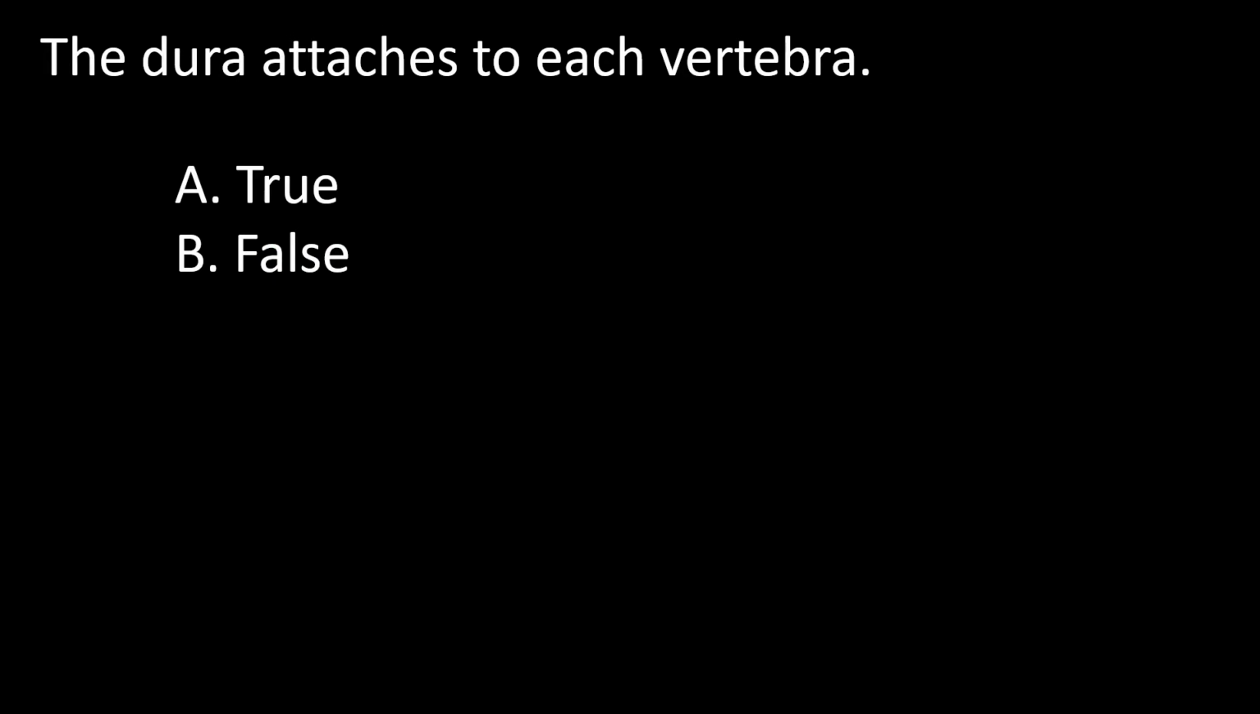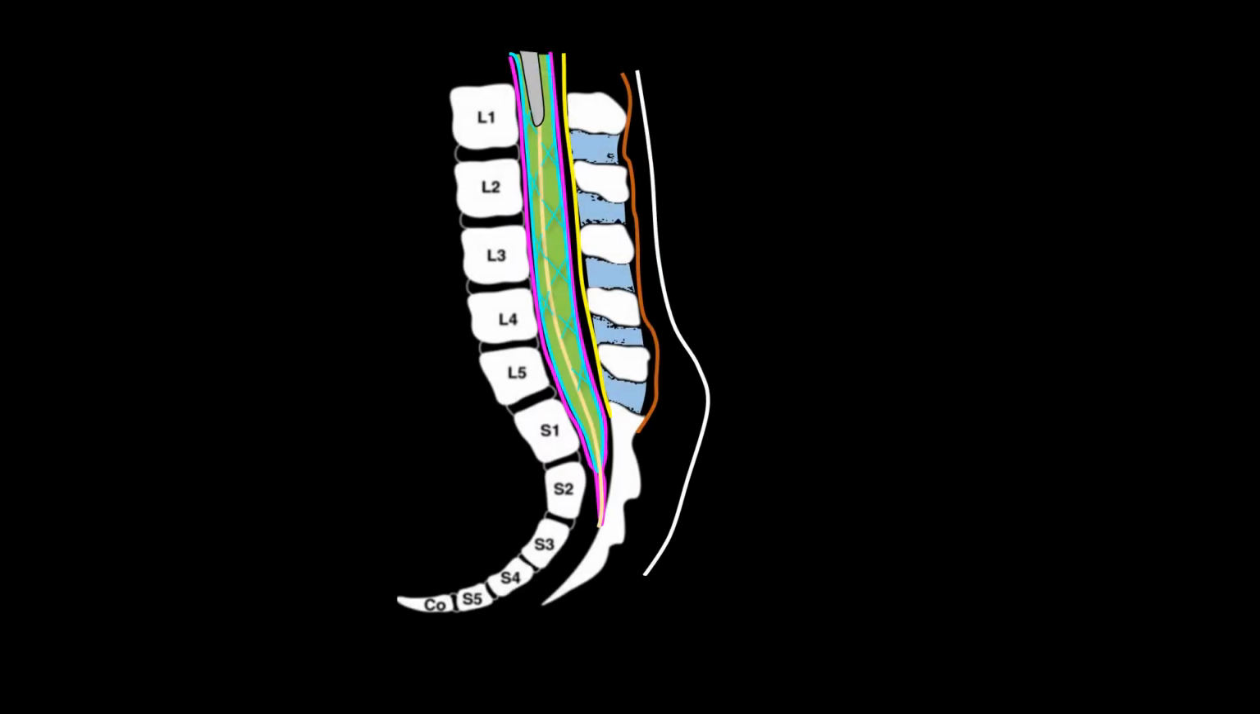Next question. The dura attaches to each vertebra. A true, B false. This is a diagram of the lower spine. As you can see, the tip of the conus is at the level of the lower half of L1. I will now indicate various components present in this diagram.